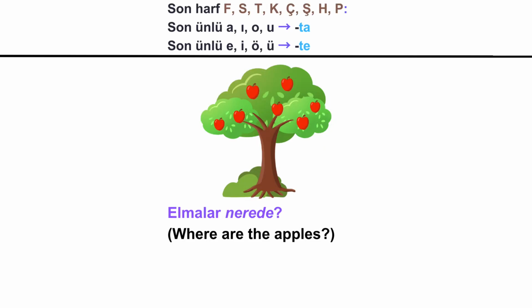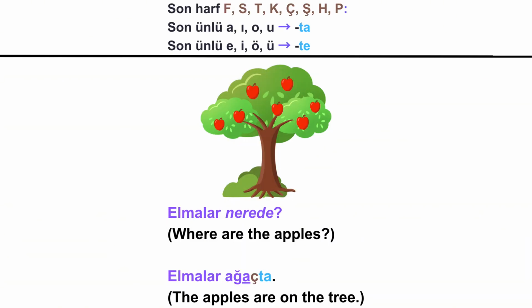Elmalar nerede? Where are the apples? Elma is apple. Lar is our plural. If you don't remember this or if you don't know this, please visit my plural video. Nerede is where. Therefore, the question is, where are the apples? The answer will be, the apples are on the tree.